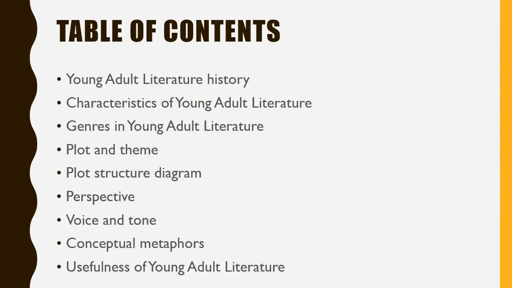Today we will be focusing, obviously, on young adult literature. We'll first go over some titles over the past 70 years of the genre, and we'll finish by quickly looking at the two novels you will read for this course. But in order to identify a young adult novel, we'll need to look at the characteristics of it, and of course the possible genres that encompass it. In order to analyze the novels, we'll need to look at plot and theme, and you'll be able to use a plot structure diagram. We'll also look at perspectives and voice and tone. Then we'll talk a little about conceptual metaphors, and finally, we'll finish off with the usefulness of young adult literature.